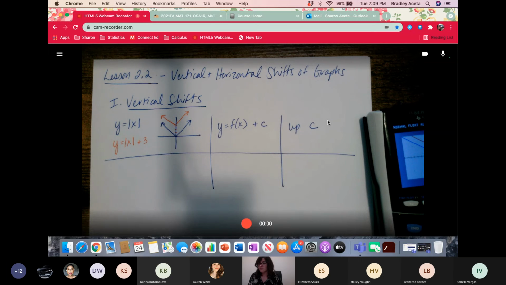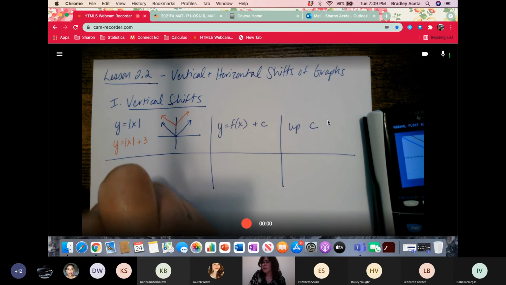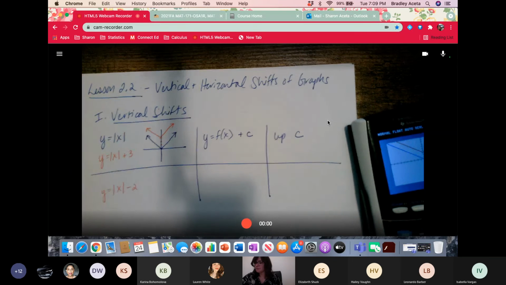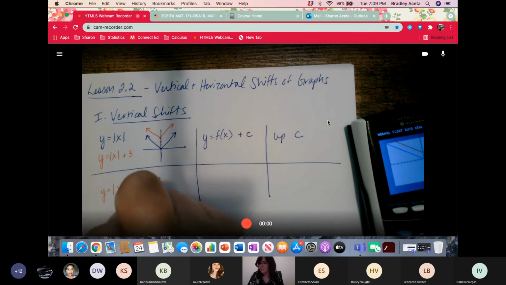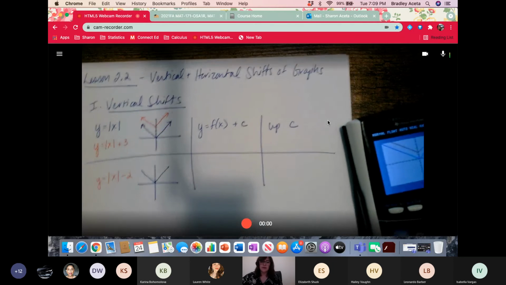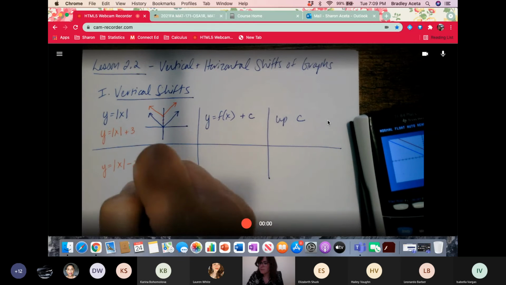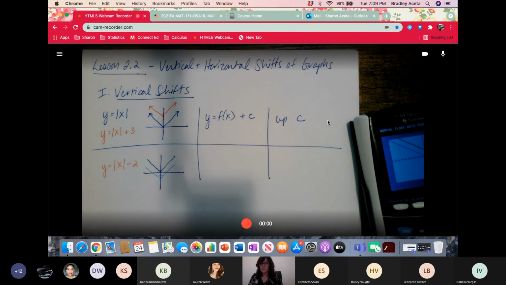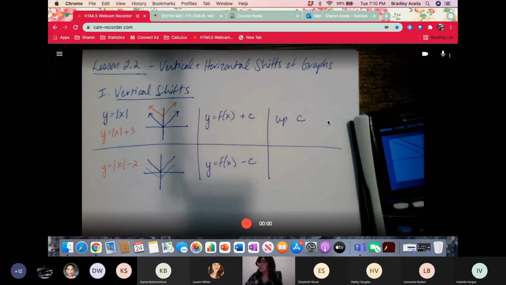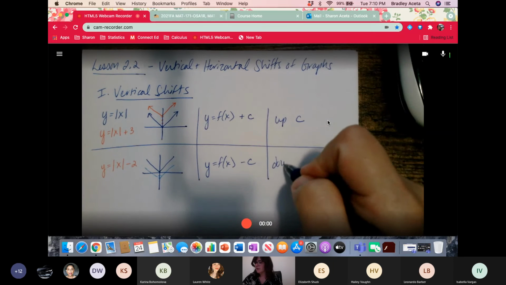Well, what if I decided to go, okay, well, take the absolute value now and -2. What do you think logically is going to happen? Well, now, again, if this is your original parent function, you're going to now go down 2. So y equals f of x minus c means you go down c units.